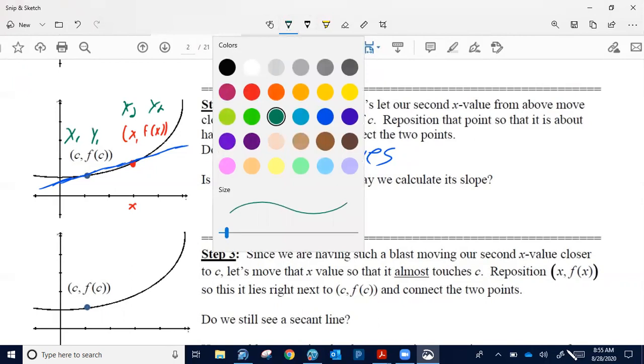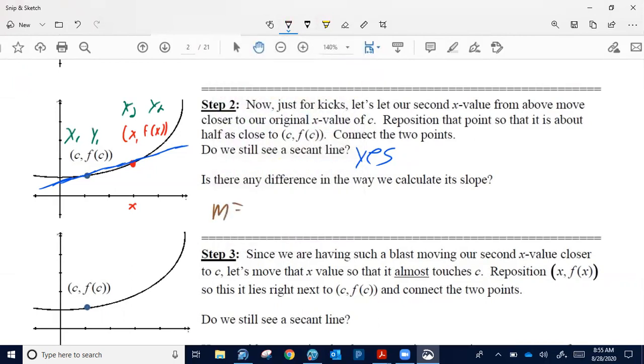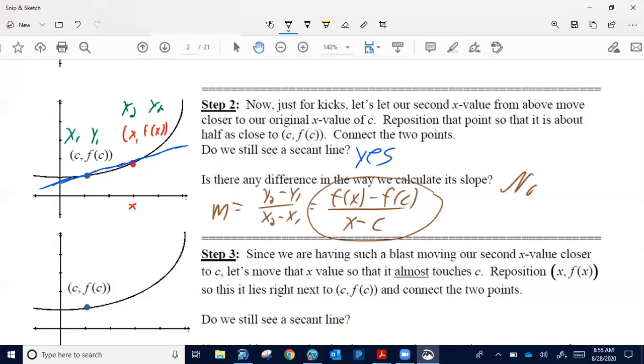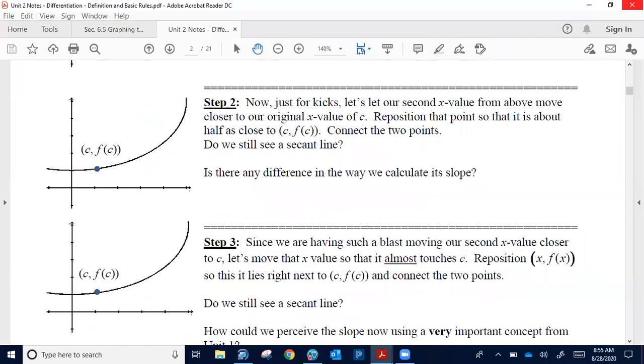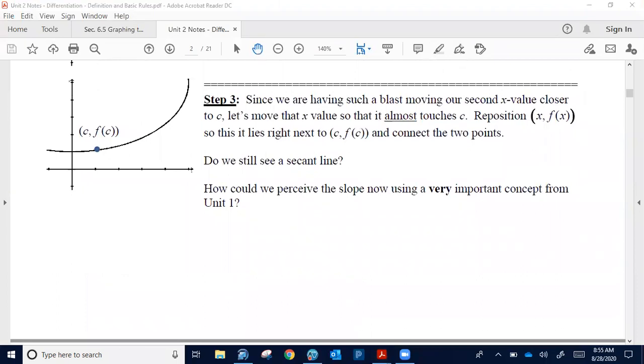So our slope of this secant line, again, is y2 minus y1 over x2 minus x1. And that's going to give us f of x minus f of c over x minus c. Is there any difference between this particular slope and the one above? I would say no. It's the exact same formula. We've just moved things closer together. All right? So since we're having so much fun doing this, let's do it one more time.